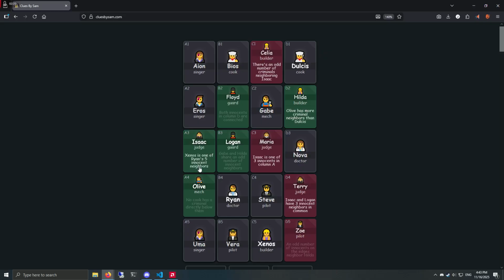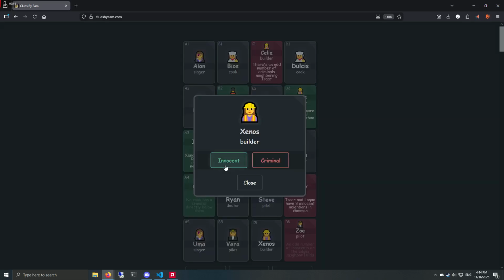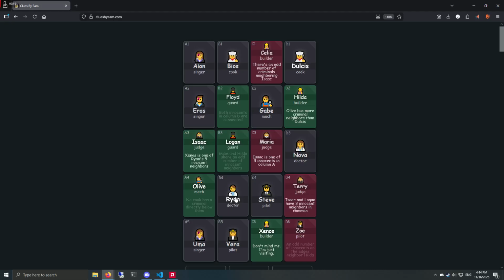I also want to keep in mind that Olive needs two innocents, two criminals at least, I believe. But Olive has more criminals than Dulce's. I don't know anything about Dave, but Dulce's has one, so you need at least two. Okay, Xenos is one of Ryan's five innocent neighbors. Xenos is innocent, and Ryan has five. That's four so far.